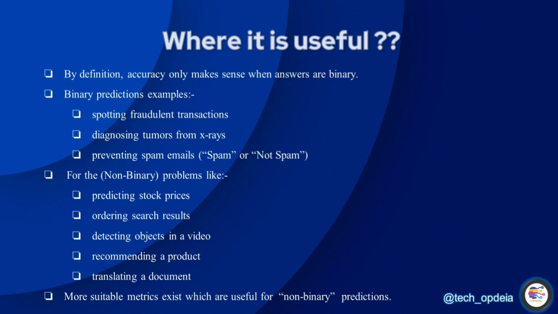For non-binary problems like predicting stock prices, detecting objects, recommending a product, translating a document, or translating audio into text, there are other metrics which are useful for non-binary prediction. So accuracy can't be used for non-binary problems.